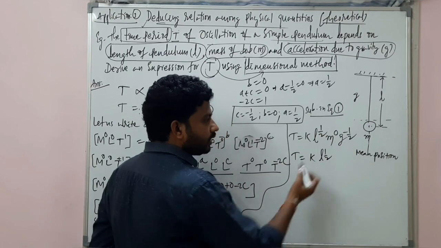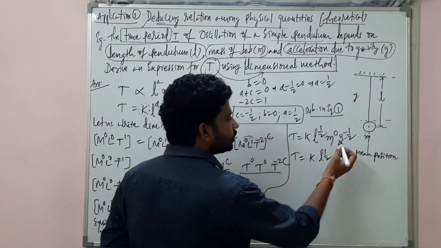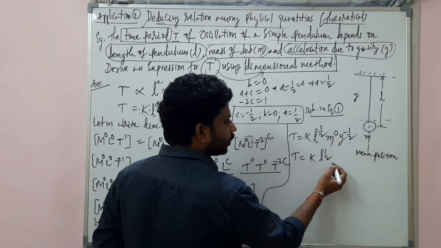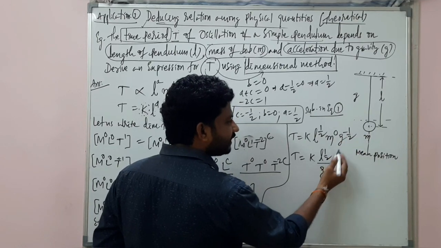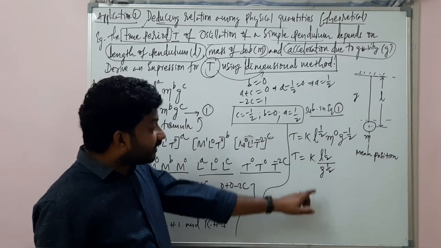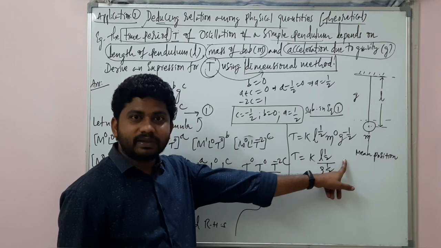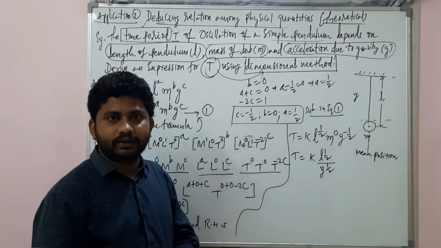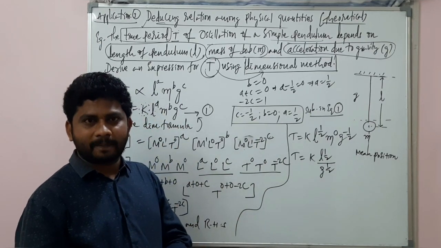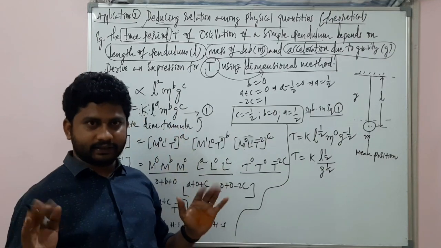Okay. M raised to 0 is 1. G raised to minus half, so I can write it as divided by G raised to half. Because when this denominator g raised to half is taken to the numerator, that will be g raised to minus half only. No confusions. My dear students, I hope you are understanding.